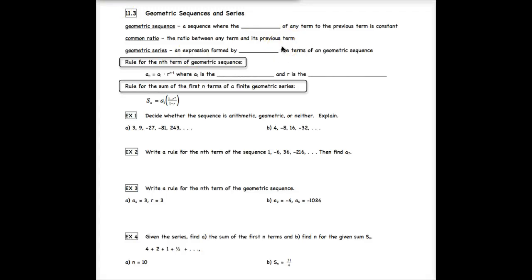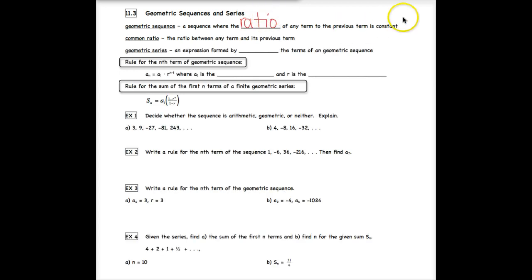Today we are going to talk about geometric sequences, and in the last lesson we discussed sequences and series, so we're just moving on to the next type here. Many definitions that you would probably guess. First, a geometric sequence is a sequence where the ratio of a term to the previous term is constant.